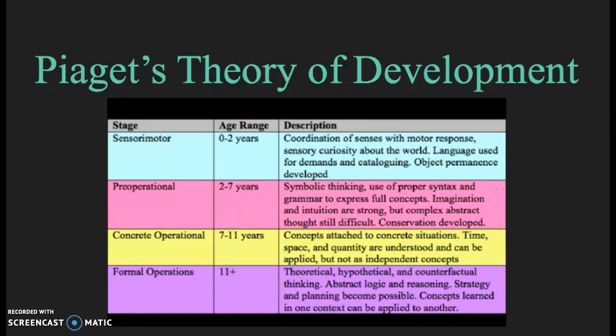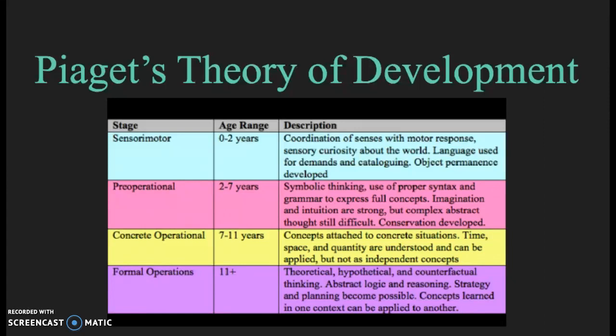Stage 1 is referred to as sensory motor. This stage applies to children aged from birth to 2 years old. In this stage, the infant is developing the ability to coordinate sensory input with their motor actions. By the end of this stage, the child can use mental symbols to represent something such as a favorite toy.